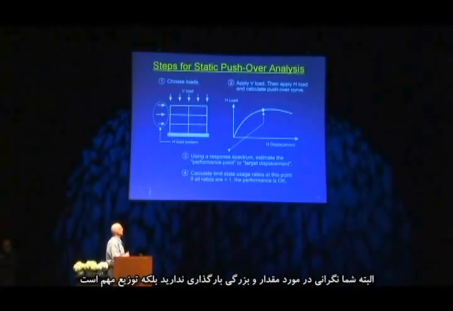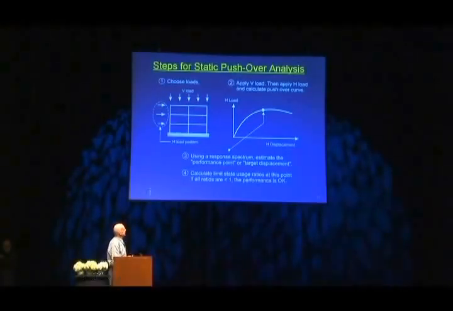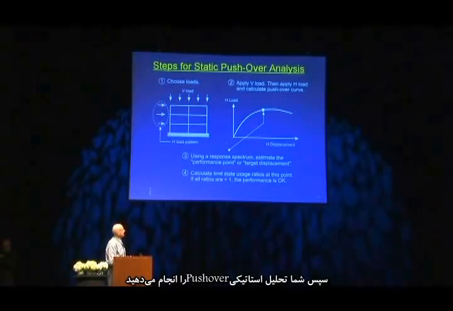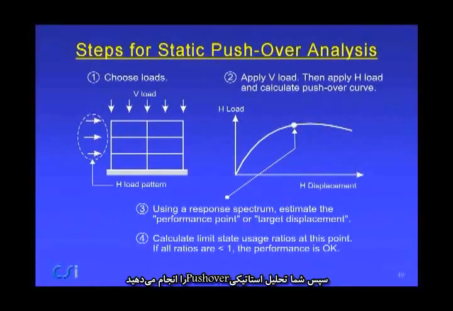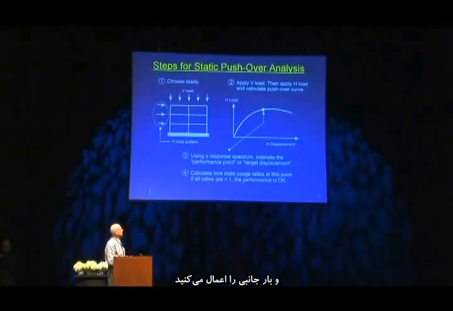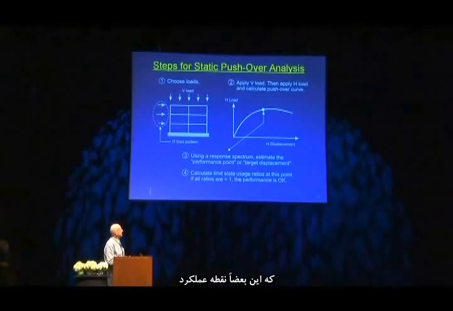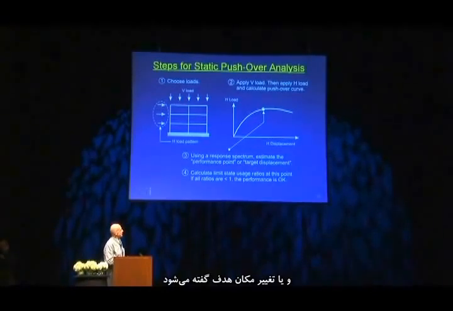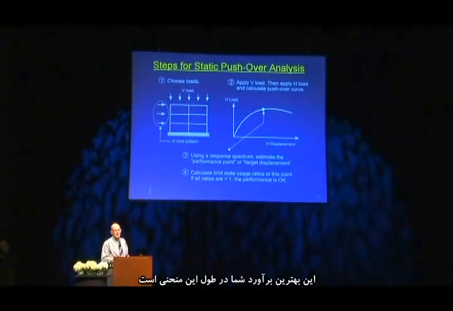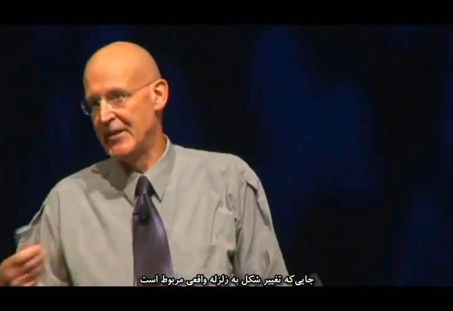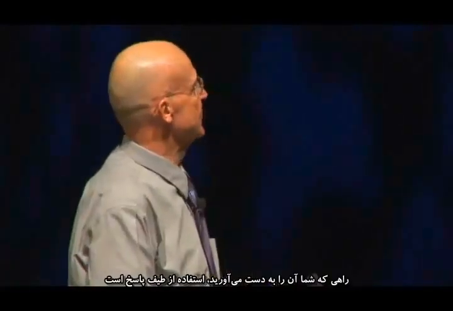But you don't worry about the magnitude of this at this stage, just the distribution. Then you do a static pushover analysis, which will give a nonlinear relationship between horizontal load and horizontal displacement. The gravity load is held constant, and you apply the horizontal load. Then using a response spectrum, you'll estimate this point here, which is sometimes called the performance point, sometimes called the target displacement. This is your best estimate of whereabouts along this curve, where the deformations that would correspond to an actual earthquake. The way you get this is using a response spectrum.